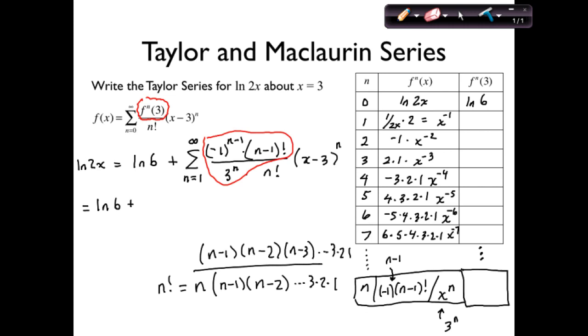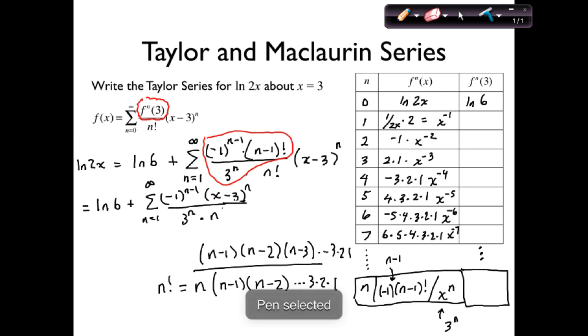So we'll have times x minus 3 to the n all over 3 to the n and n. Oh, n, sorry, n. Because all these go away, leaving n in the denominator. So I think that's it.